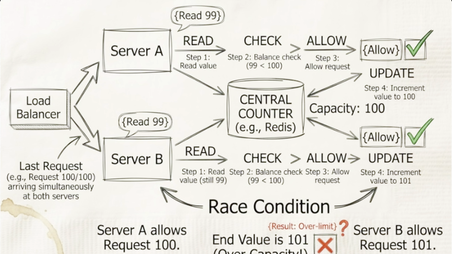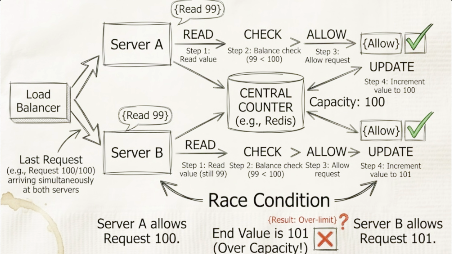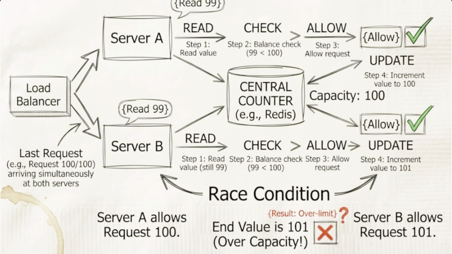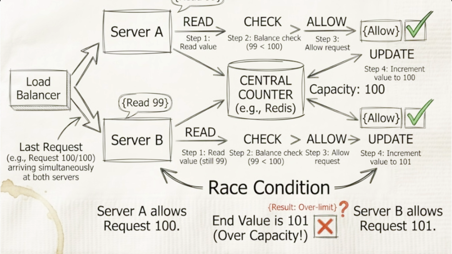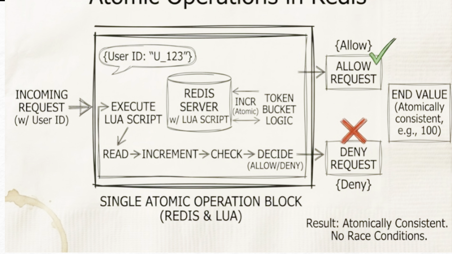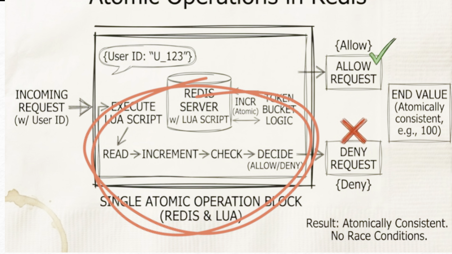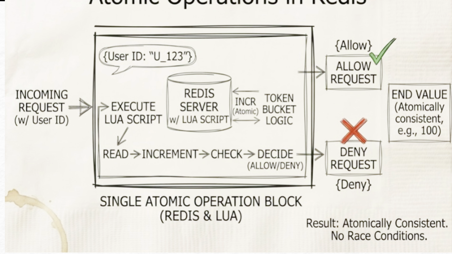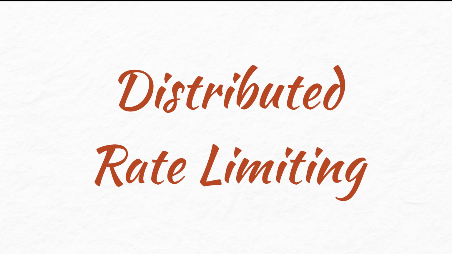Two servers read the counter at the same time. Both see 99 out of 100. Both allow and both increment. User just sent 101 requests. And the fix is atomic operations. Redis INCR is atomic. Read, increment, check, all in one operation. For token bucket logic, use Lua scripts. Lua runs atomically inside Redis, so no race conditions are there.